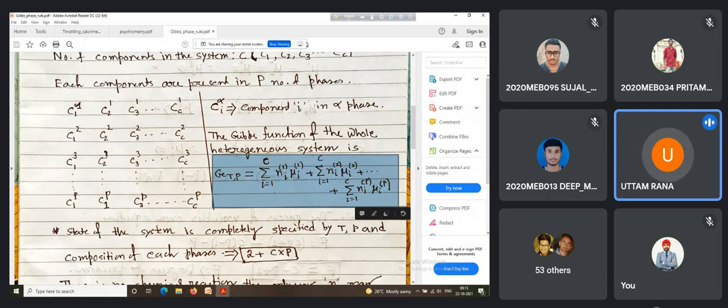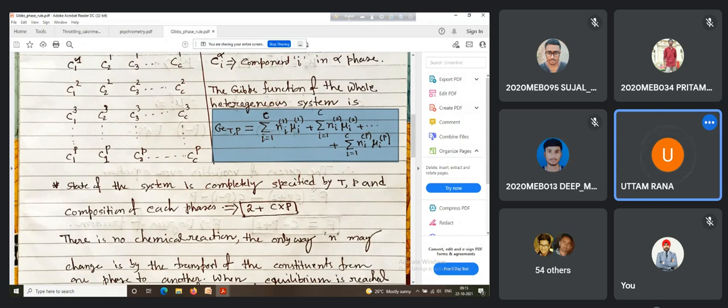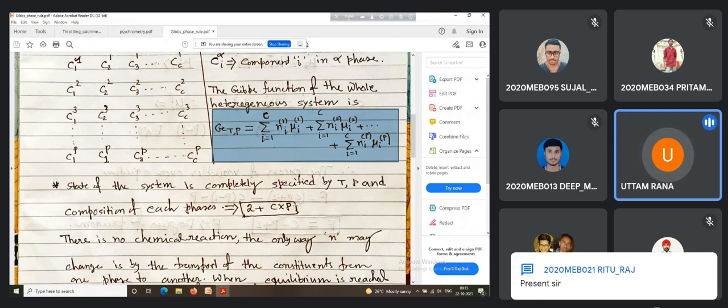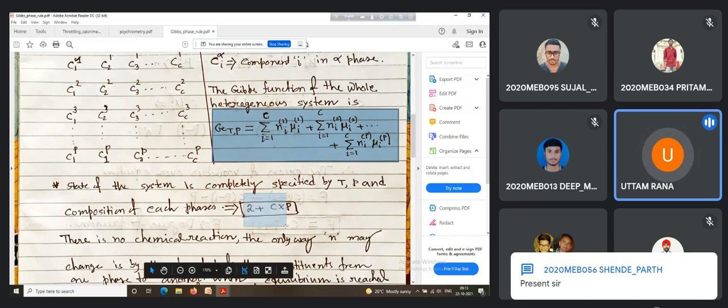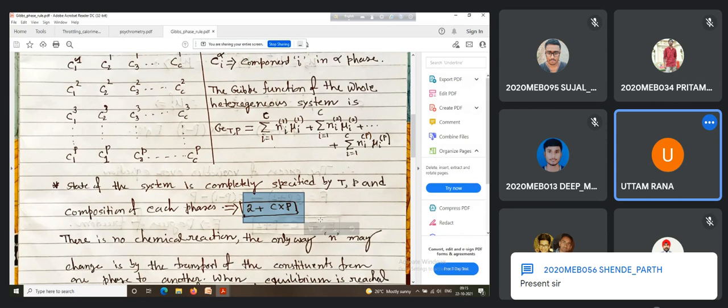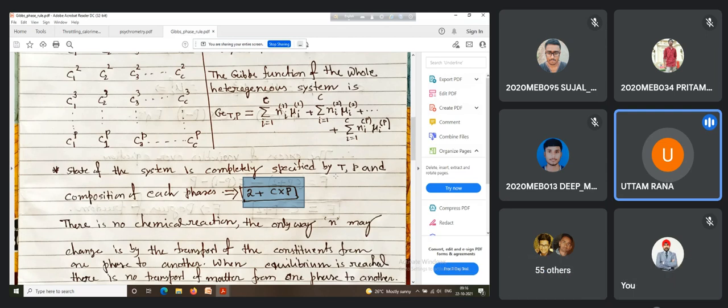So how many quantities are required to be specified to fix the state of this heterogeneous system? First of all, we need temperature and pressure. At equilibrium, in thermodynamics, we need to specify temperature and pressure. And apart from that, for each phase and each component, we need to specify their compositions. This composition in the present case is the number of moles. So we need C into P plus 2 quantities to be specified, where this 2 comes from temperature and pressure.